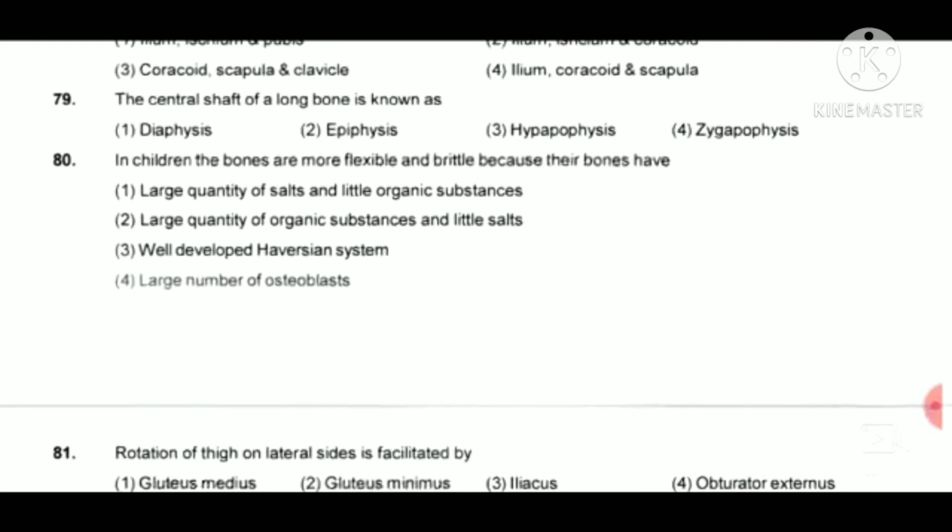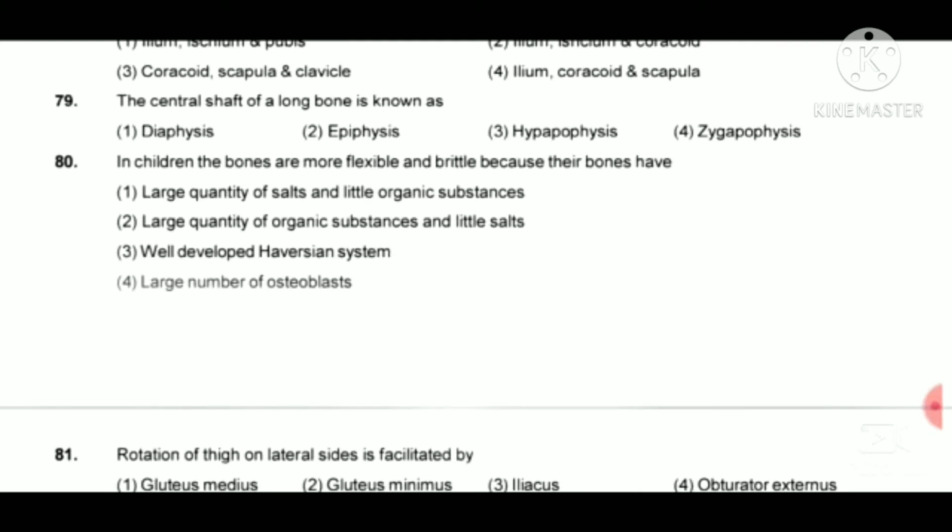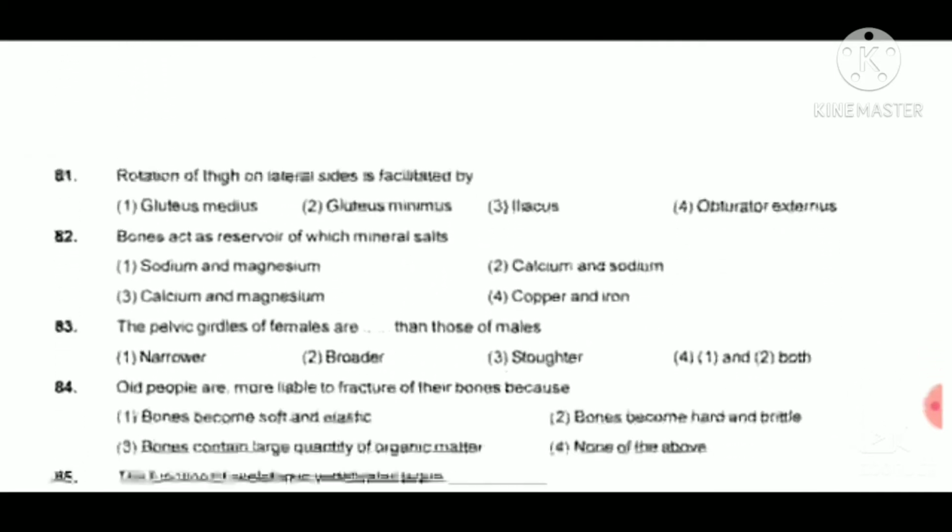Next is question number 80. In children, the bones are more flexible and brittle because their bones have number 1, large quantity of salt and little organic substance, number 2, large quantity of organic substance and little salt, number 3, well developed Haversian system, number 4, large number of osteoblasts. And the answer is option number 2, large quantity of organic substance and little salt. Next is question number 81.